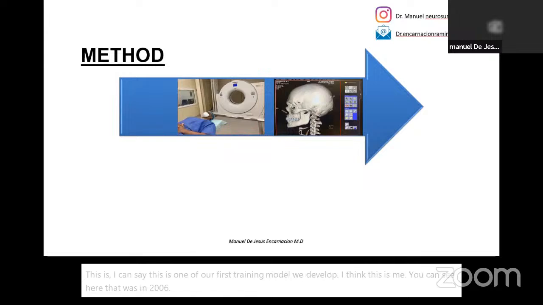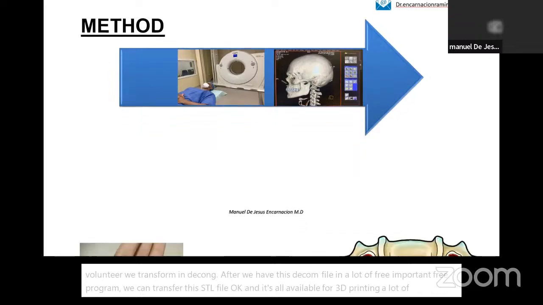Okay, so the method, how we can start to do this, because yes, the 3D printing, okay. The first is we need to take a healthy volunteer. In this case, I use myself. After we take the CT scan of the volunteer, we transform it into DICOM. After we have this DICOM file, in a lot of free programs, we can convert it to an STL file, okay, and it's all available for 3D printing in a lot of 3D printing machines.